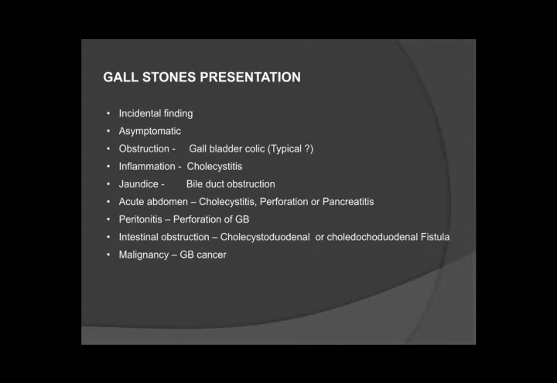Intestinal obstruction can be caused as well. How? Either through a cholecystoduodenal fistula. Cholecystoduodenal means chole, gallbladder, cysto, the gallbladder cavity, with the duodenum. Either a stone can eventually erode through the wall of the gallbladder and enter into the duodenum and cause an intestinal obstruction. Where will it cause an obstruction? In the terminal ileum, the narrowest point of the small intestine.